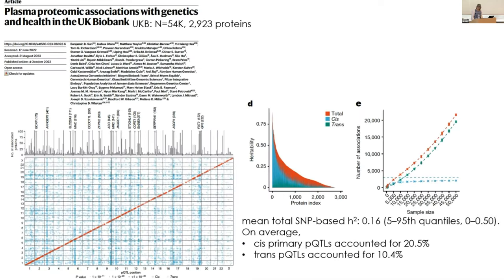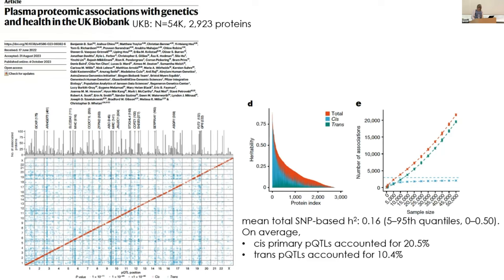I'll think about those in the context of this proteomics paper, so protein QTLs. This was the UK Biobank paper published this year. Nearly 3,000 proteins. So on the left-hand side, we've got the chromosome position plot, and the red dots are the cis pQTLs, and the blue dots are the trans pQTLs. Again, I think 88% of proteins had a cis pQTL for the gene which encodes them. The bar chart across the top shows the number of proteins associated with different positions in the genome.